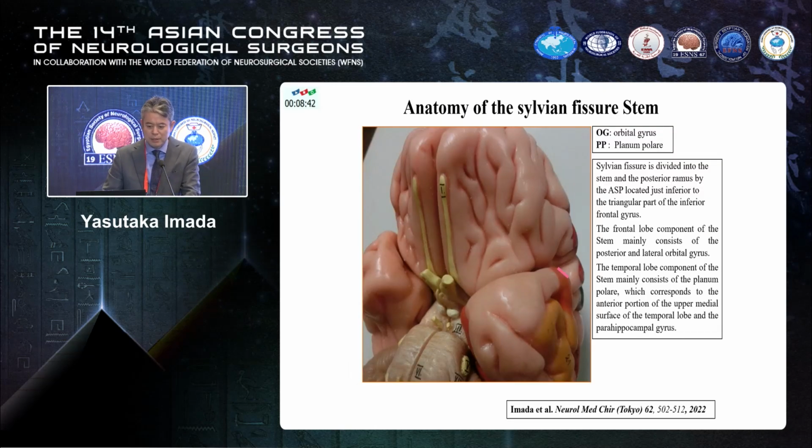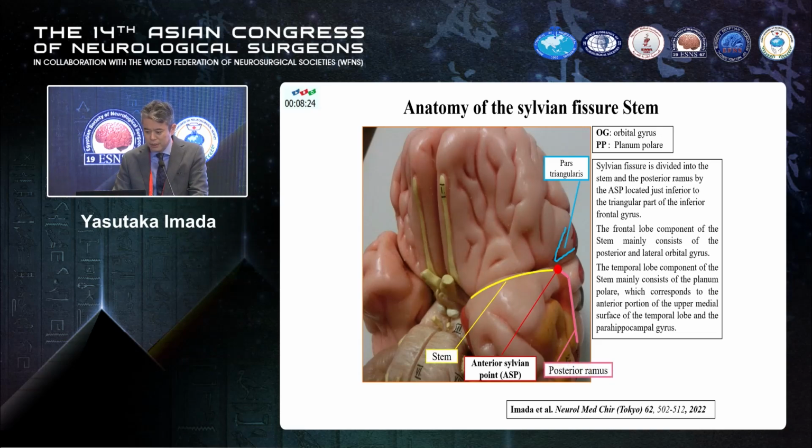First, I will talk about the anatomy of the sylvian fissure stem. The sylvian fissure is divided into the stem and the posterior ramus by the anterior sylvian point, located just inferior to the triangular part of the inferior frontal gyrus, like this. The frontal lobe component of the stem mainly consists of the posterior and lateral orbital gyrus. The temporal lobe component of the stem mainly consists of the planum polare, which corresponds to the anterior portion of the upper medial surface of the temporal lobe, and the parahippocampal gyrus.